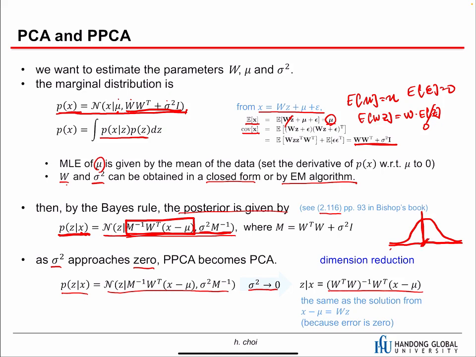This one is the same as the solution from this. And this one is actually the solution from the regression. So we're going to talk about that in the regression chapter.